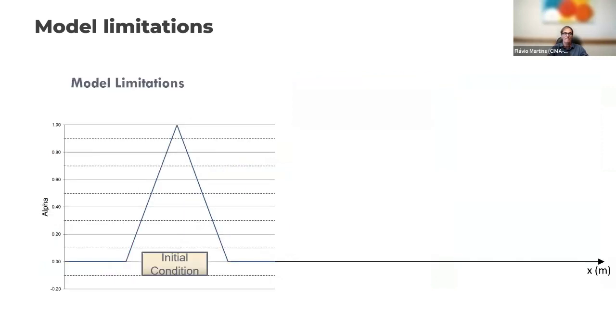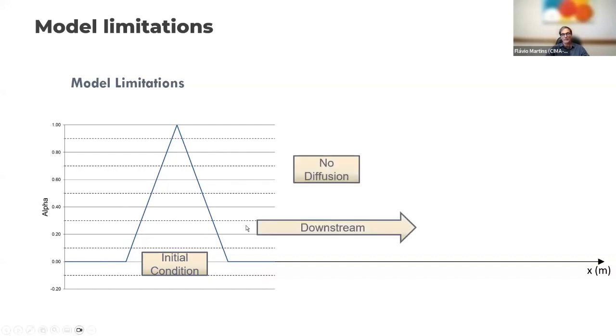Another limitation. Imagine that you have an initial condition that is like this. Imagine you are measuring the concentration of a pollutant in a river. The river runs in this direction, and the initial pollutant concentration is like a triangle of concentrations. Then you have a velocity in the river, and the velocity will move this concentration downstream.